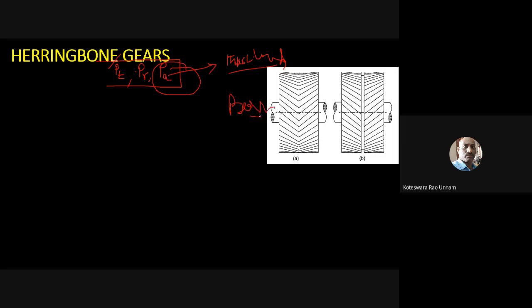Therefore, if you want to avoid this thrust load and still want to use a helical gear, then you can go for either herringbone gears or double helical gears. Other than that, the design procedure, everything is similar to your helical gears. But the advantage of herringbone gears or double helical gears is that they eliminate the axial force. This axial force arises due to the helix angle. Like I said, in the case of a spur gear, you don't have any axial force.